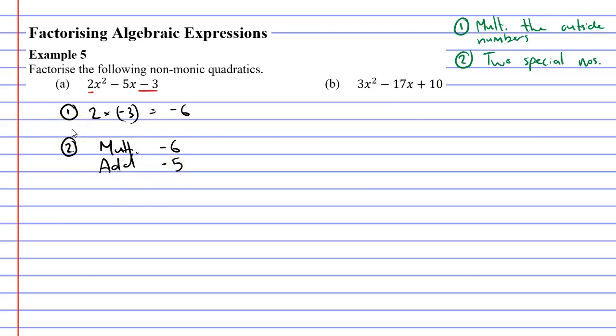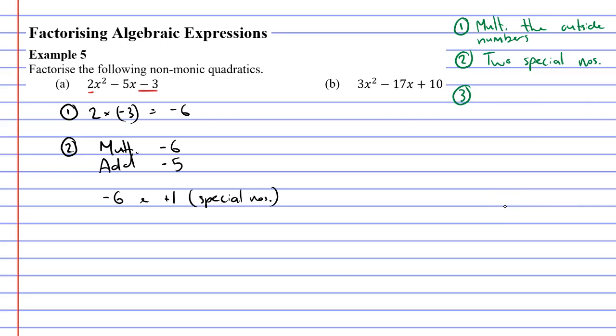So what 2 numbers multiply to make -6 and add to make -5? Well, the 2 numbers are -6 and +1. -6 plus 1 is -5, and -6 times +1 makes -6. And these are what I am calling my special numbers. Like I said, I don't really know what else to call them.